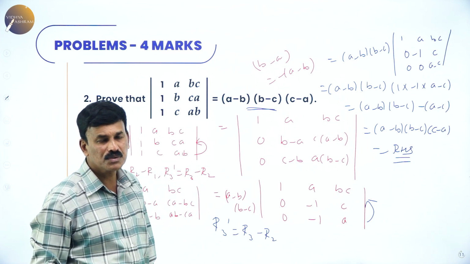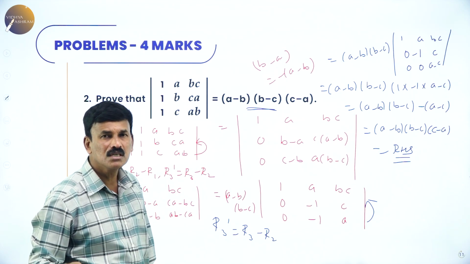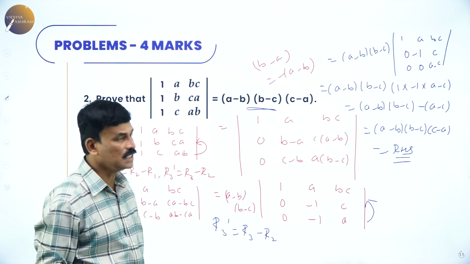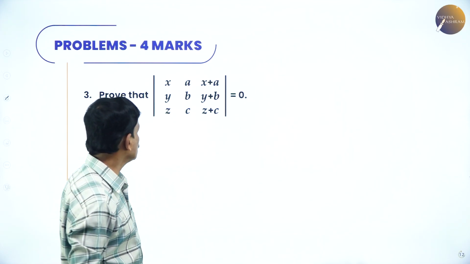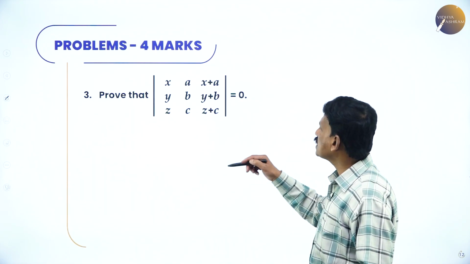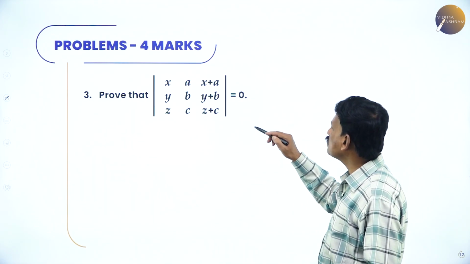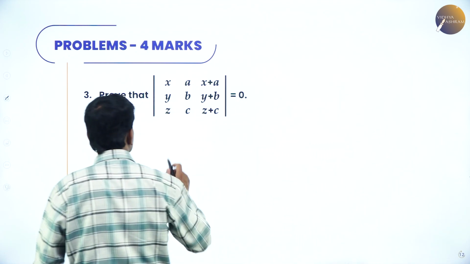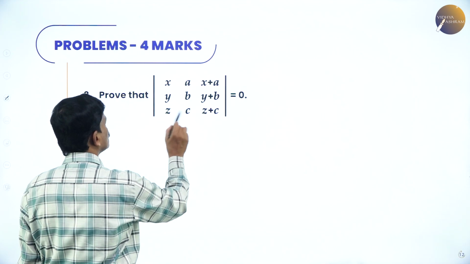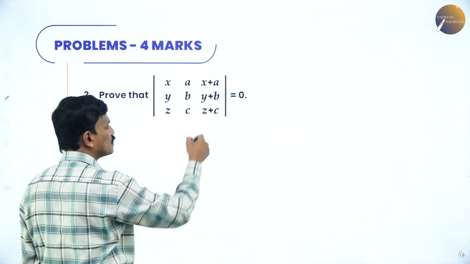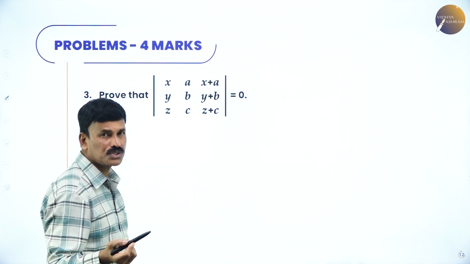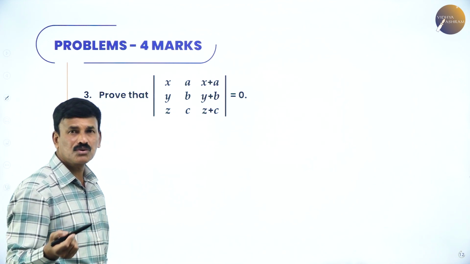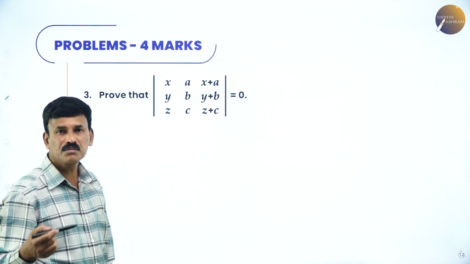These are a few problems. You may expect this type of question for 4 marks in your part E. Now, let me take one more problem like this. Prove that the determinant with rows x, y, z; a, b, c; x plus a, y plus b, z plus c is equal to 0. See here, if you add these two, what will you get? x plus a, y plus b, z plus c. You can take the common, so two rows are the same. If two rows or two columns are identical, then the value of a determinant is 0.